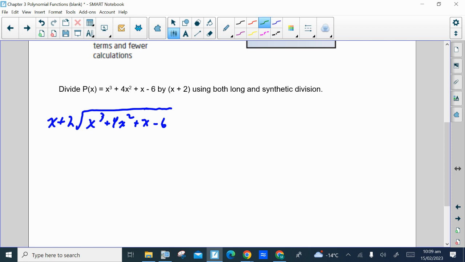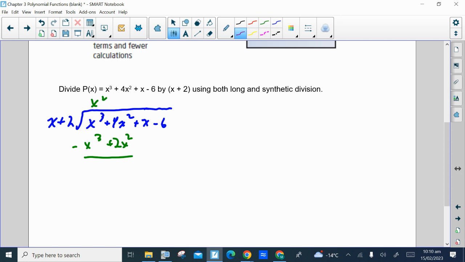So again, we need to put something on top here, and whatever we put on top, we're going to multiply by what's in front, but we need a positive x cubed down below so that when we subtract, they cancel. And that's how we know that we need to put an x squared up top. Whatever goes on top, again, gets multiplied by what's in front. The x squared times the x gives us our x cubed, but also the x squared times the 2 is positive 2x squared, and then we subtract.